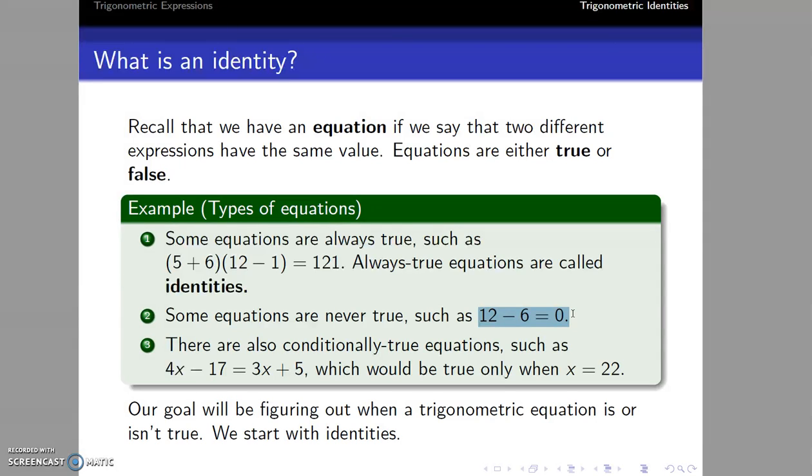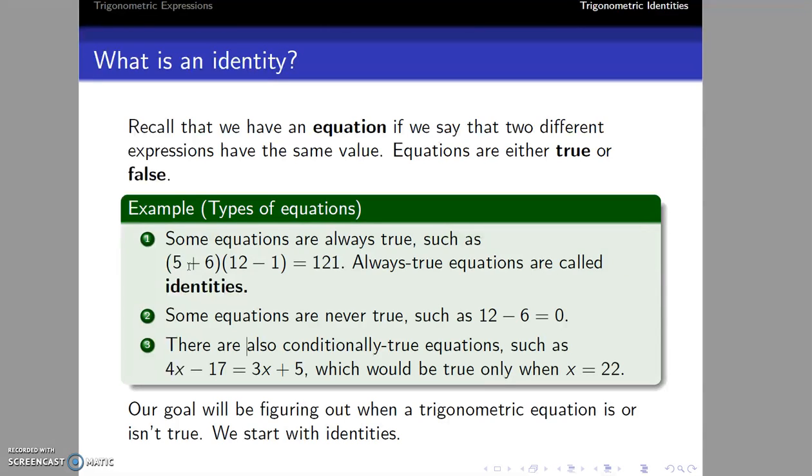There's a fancy word for that. We call those contradictions. Not that we need to worry about that now. But we do need to worry about identities. And we will also need to worry later about conditionally true equations, things that are sometimes true and sometimes not. An example would be this equation right here: 4x minus 17, that's an expression, 3x plus 5 is an expression, and those two expressions are equal only when x is equal to 22. So that's conditionally true. We will concern ourselves in the next couple of weeks with how to solve conditionally true trigonometric equations. For now, though, let's just worry about identities, things that are always true.